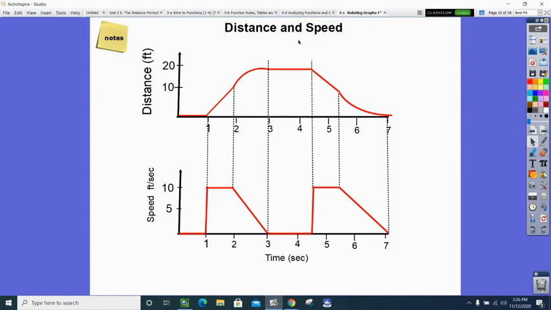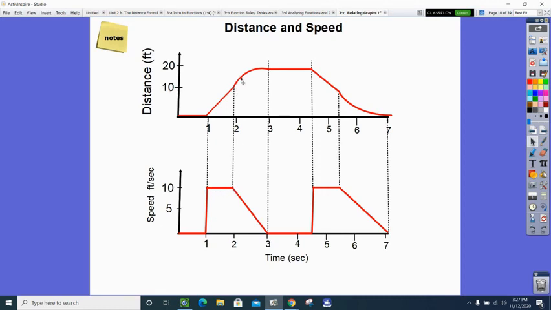So once again, just to make those connections, this is your distance. If it is a flat horizontal piece on a distance graph, your speed is 0. If it is a line, that would be a constant speed. He went 10 feet in 1 minute. And so on the speed graph, you'd see that in that 1 minute, you're at 10 feet per second.